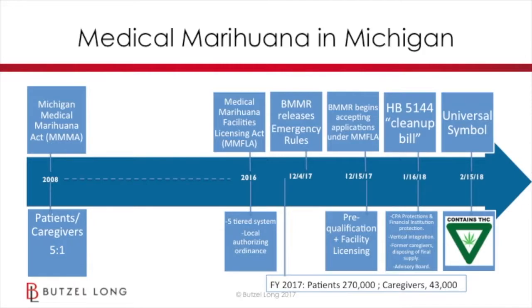It also gave state financial institutions protections if they were accepting proceeds that were from marijuana sales. So one provision of that cleanup bill said that CPAs and bank institutions are protected from state or local administrative, criminal, or civil sanctions if a CPA attests to someone's application or if a bank institution accepts proceeds.